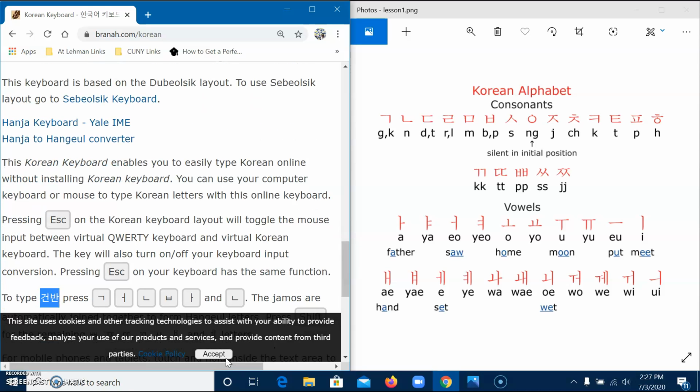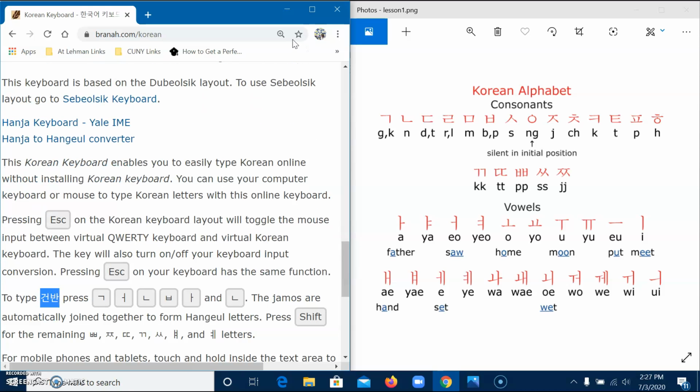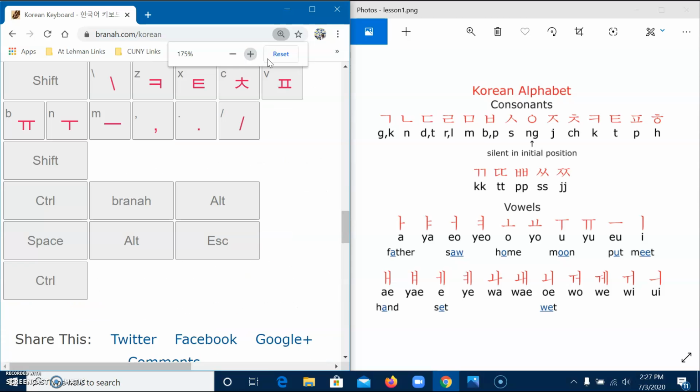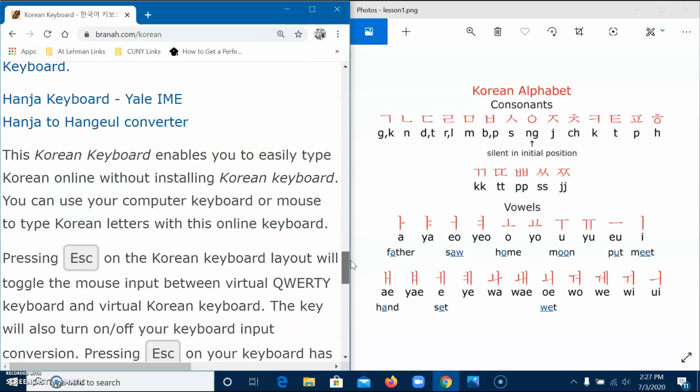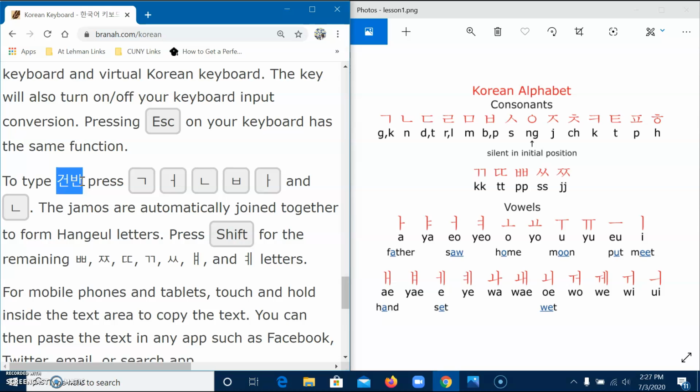Go over here. Make it bigger so you can see. Oh wow. Alright, we're looking at this. We're looking at the highlighter right here.